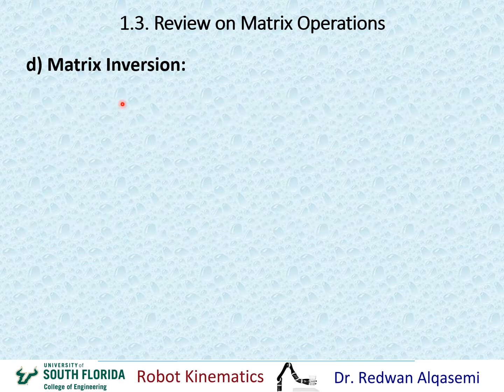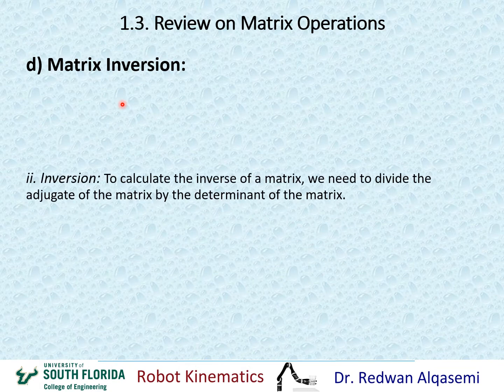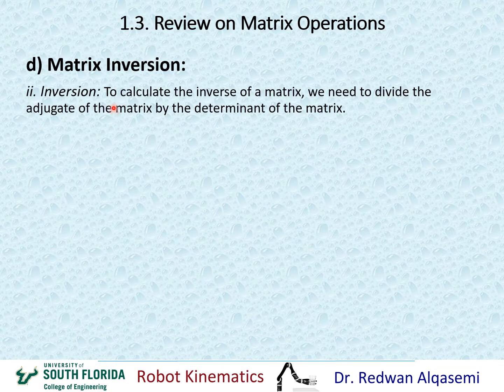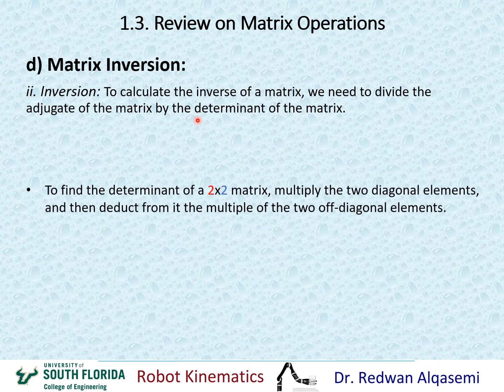Now, once we see that the requirements for the size are met, and we determine that the matrix is invertible, then we can go ahead and start with the process of inverting a matrix. In general, to calculate the inverse of a matrix, we need to divide the adjugate of the matrix by the determinant of the matrix. And we're going to talk about each one of these in this review.